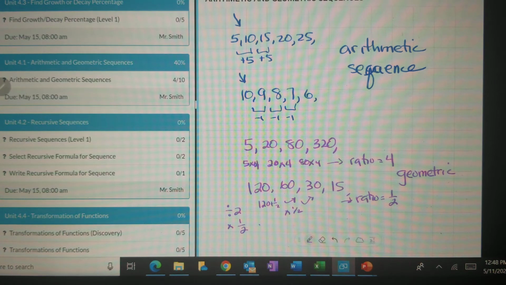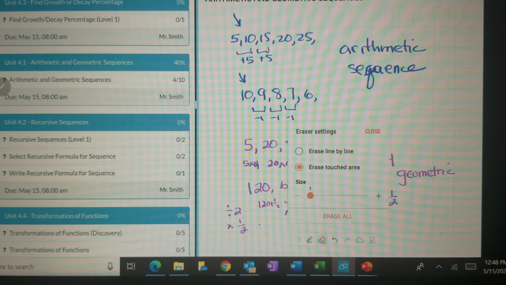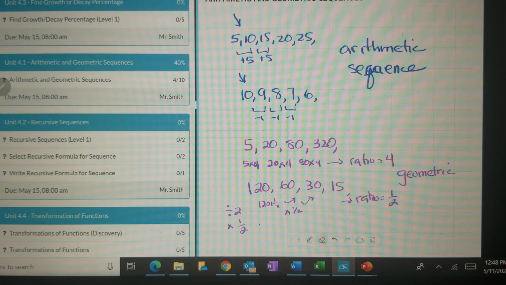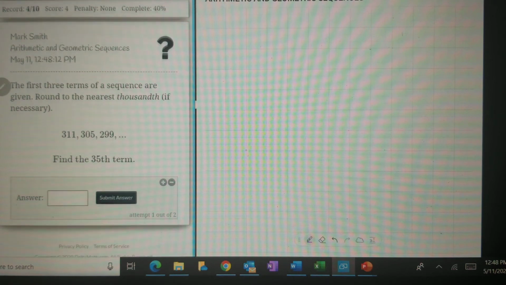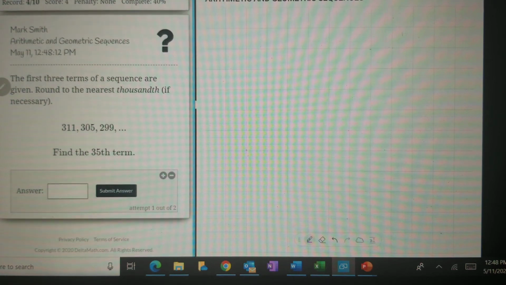All right, let's go to work here. Erase all. Okay. All right, so here's our sequence. It says find the 35th term. All right, so the first term is 311, then 305, and then 299. All right, and it's dot, dot, dot, and it says find the 35th term.